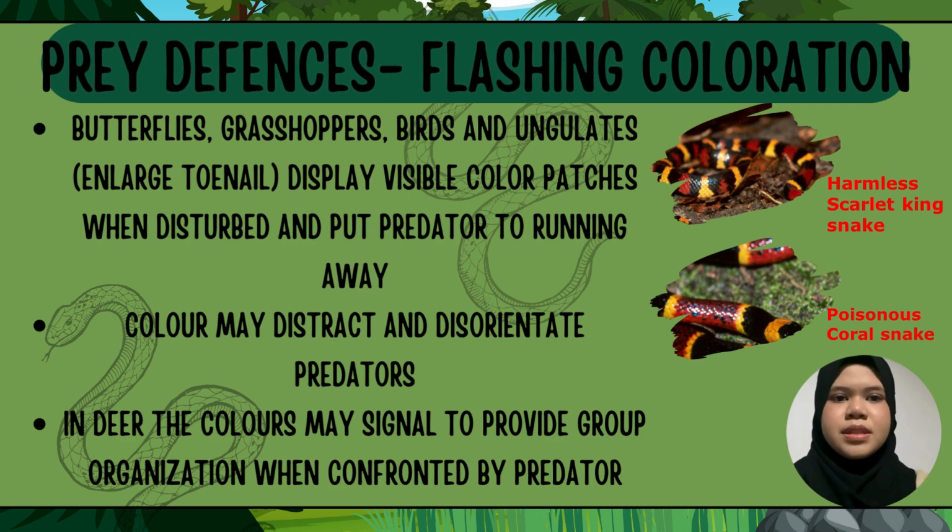Next, for prey defenses is flashing coloration. Butterflies, grasshoppers, and birds display visible colored patches when disturbed, putting the predator off and making it run away. The color may distract and disorient the predators. In deer, the colors may signal to provide group organization when confronted by predators. One example that represents flashing coloration for prey defense is the harmless scarlet king snake, which actually looks identical to the poisonous coral snake.